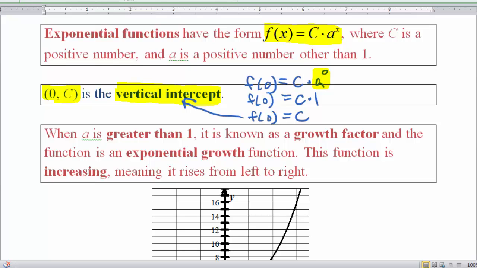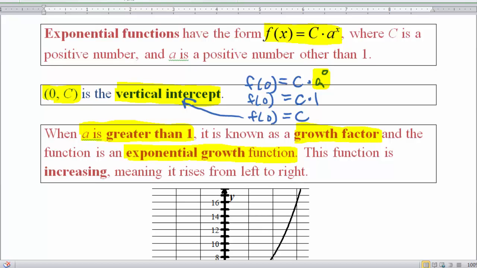Now, the a value determines whether the function is going to be exponential growth or exponential decay, and that's what we'll get into now. So when the a value is greater than 1, right, because remember, it has to be positive and it can't be 1, the function is known as an exponential growth function, meaning it's increasing. It's an increasing function. And that a value we're going to refer to as the growth factor.